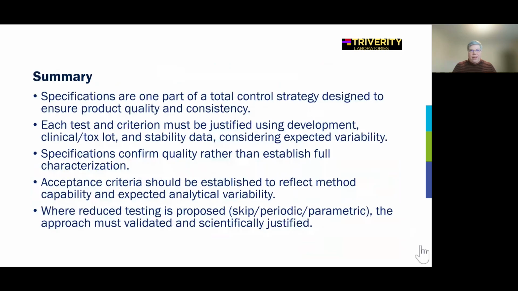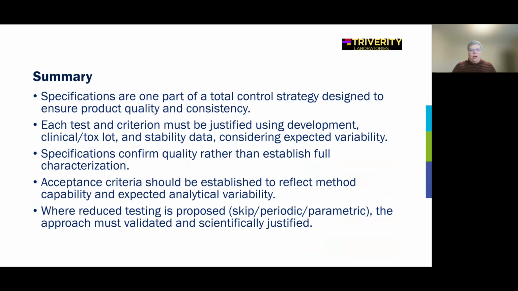So to summarize, specifications are one part of a total control strategy, and they're designed to ensure that your product quality and consistency are there. Each test criterion must be justified using development data, clinical and tox lot data, stability data, and then considering the expected variability, not just from your process, but also from your raw materials and your analytical methods.